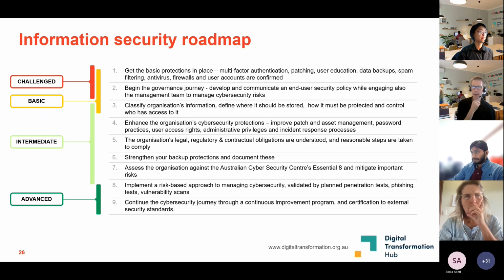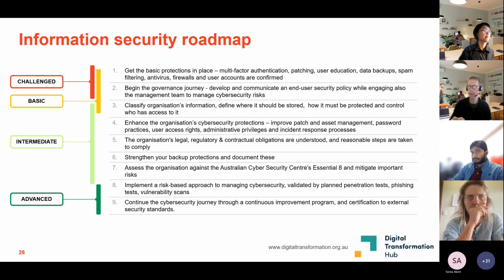From a roadmap perspective, this is generally what we recommend. Get those basics: MFA, making sure things are being patched, user education, data backups, spam filtering, antivirus, firewalls, user accounts. None of that's overly complex or difficult. Doesn't take a lot of time. Then begin the governance journey.